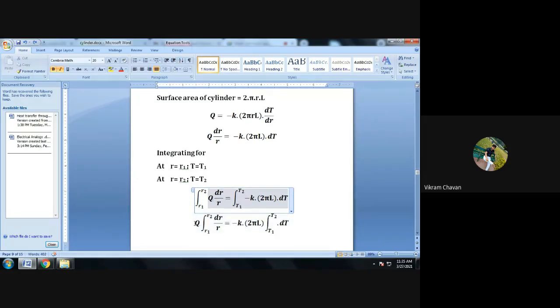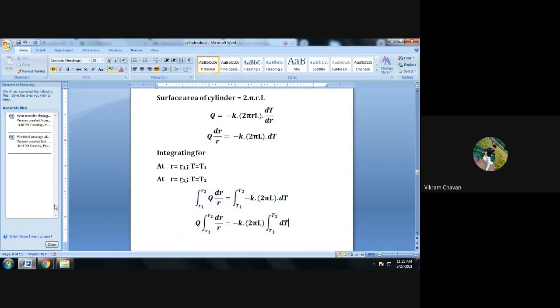In the next step, we have taken q out of the integration, because we are integrating with respect to r, so q will become a constant. So the integration with the limits r1 to r2 of dr divided by r equals minus k multiplied by 2 pi L with the integration with the limits t1 to t2 of dt. We'll get this equation.